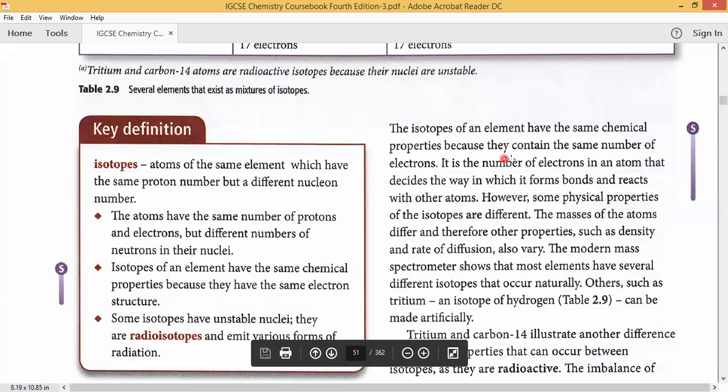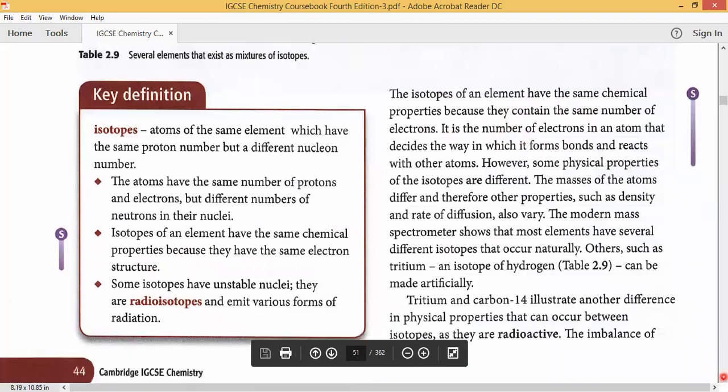Now, they have the same chemical properties because they contain the same number of outer shell electrons. The number of electrons in an atom decides how it's going to bond or react chemically. However, some physical properties are different. Which ones? The masses of atoms differ, and therefore all the properties that depend upon mass, for example, density, for example, rate of diffusion, as we previously discussed, they vary. So different atoms may have different density and different rate of diffusion.